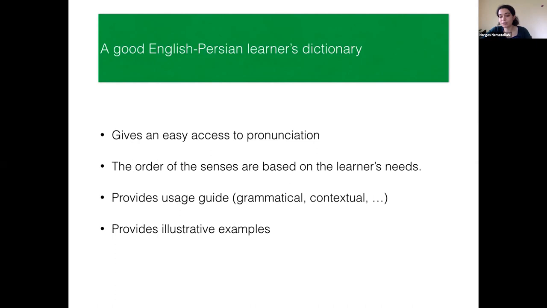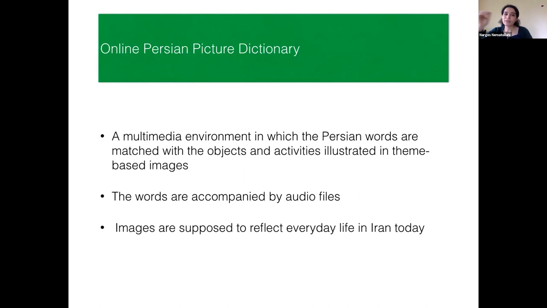Now, against this background of the state of the art for Persian learner's dictionaries, I'm introducing this online Persian picture dictionary. It is a multimedia environment in which the Persian words are matched with the objects and activities illustrated in theme-based images. And the words are accompanied by audio files. So the main problem that this dictionary is going to solve is giving easy access to pronunciation. And then the images are supposed to reflect everyday life in Iran today.